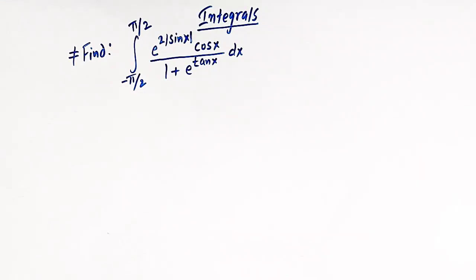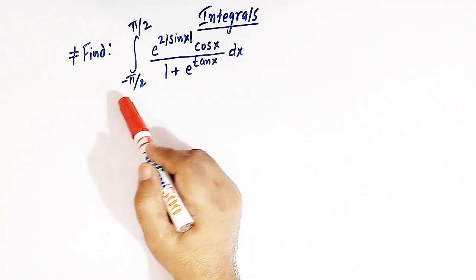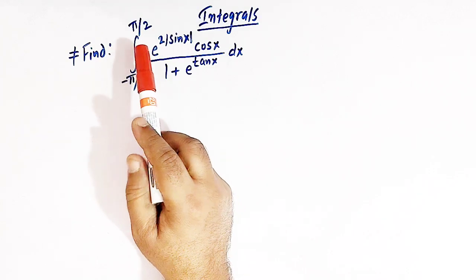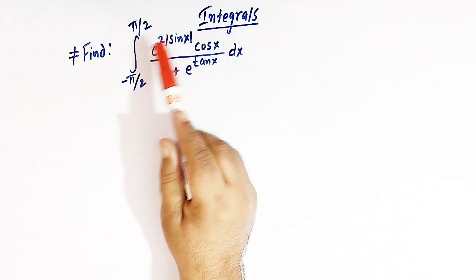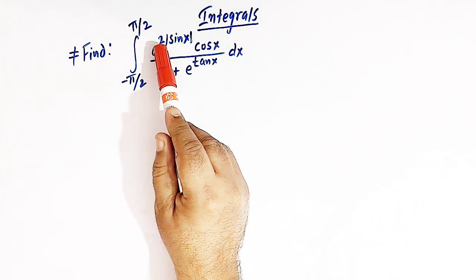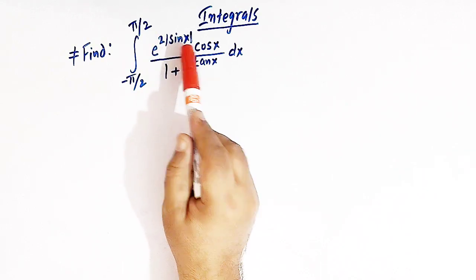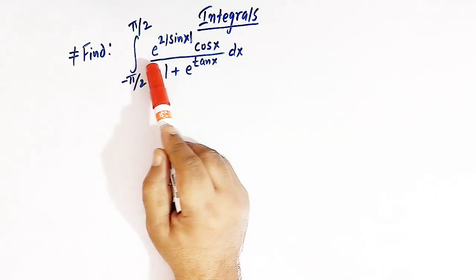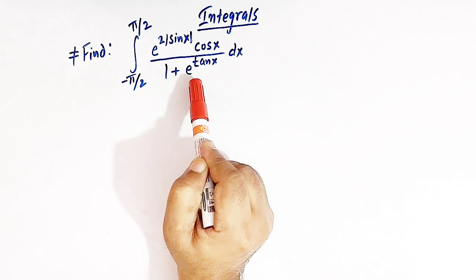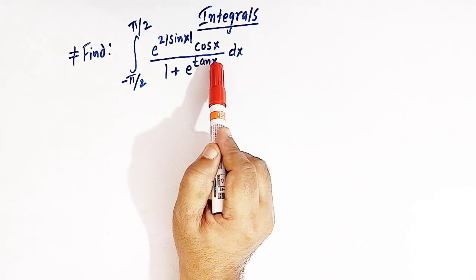Hello viewers, in today's class we are going to discuss one important problem from definite integrals. Here we have to evaluate this integral from minus pi by 2 to pi by 2, and the integrand is e raised to 2 times mod of sine x, then we have cos x divided by 1 plus e raised to tan x.